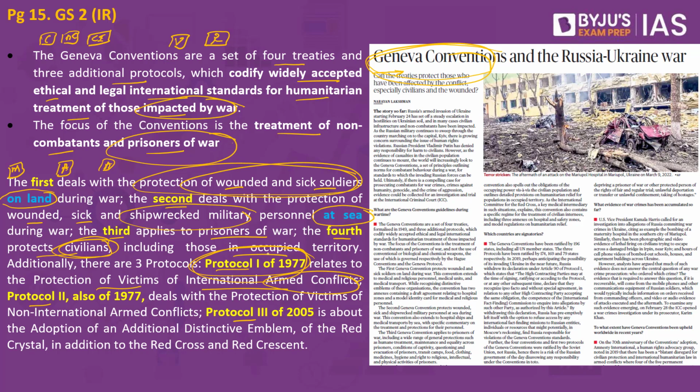Then we have Protocol 2, which deals with protection of victims of non-international armed conflicts. And finally, what we have is Protocol 3, which is about the adoption of an additional distinctive emblem of the red crystal in addition to the Red Cross and Red Crescent. What does Protocol 3 mean?